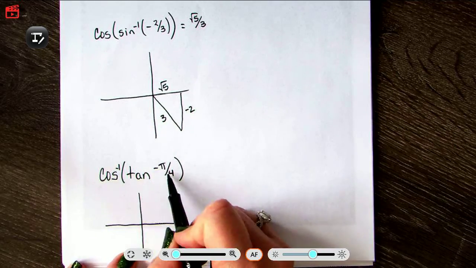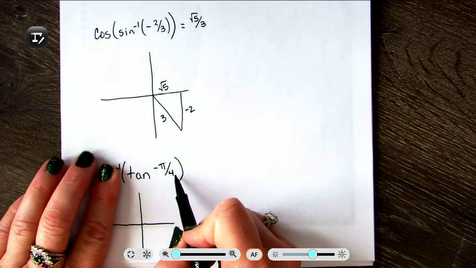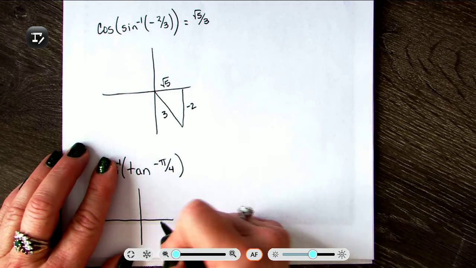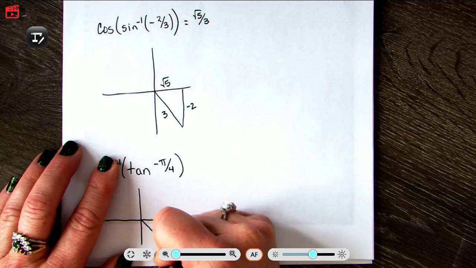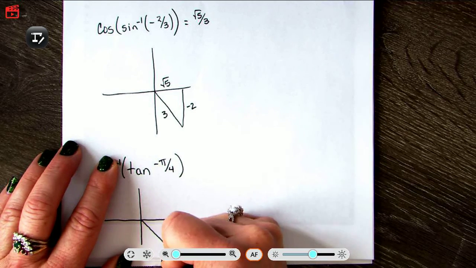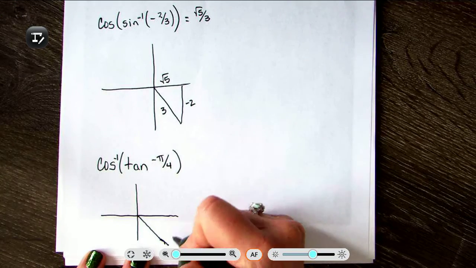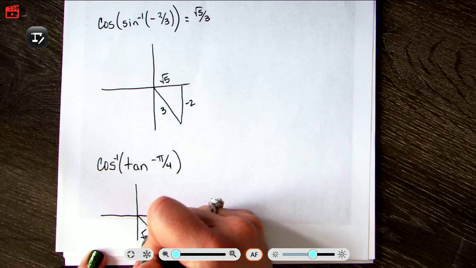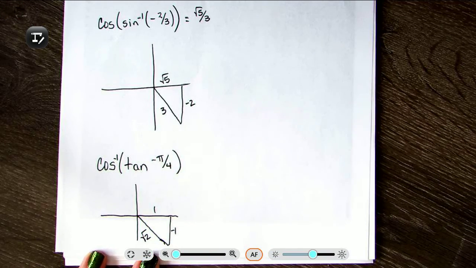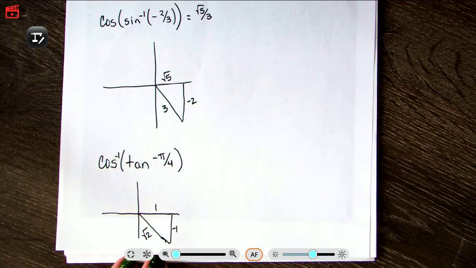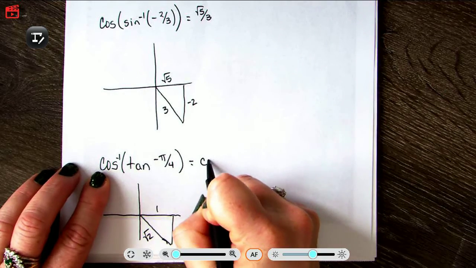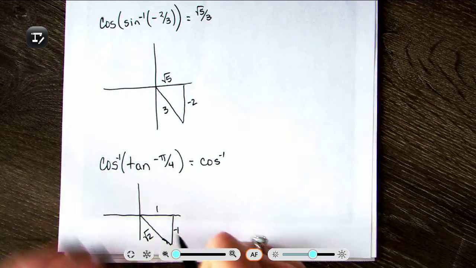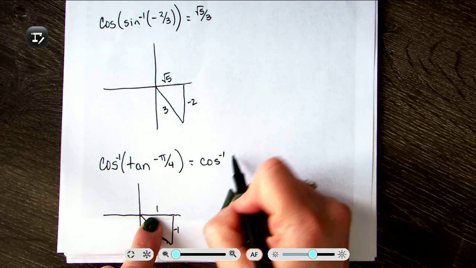Okay, so the tangent of a negative pi over 4. Negative pi over 4 is right here. It's your 45-degree angle in the negative direction, which is a 1, 1, square root of 2, this being negative because it's going down. So we're going to be doing the tangent of that. Tangent is your opposite over adjacent.